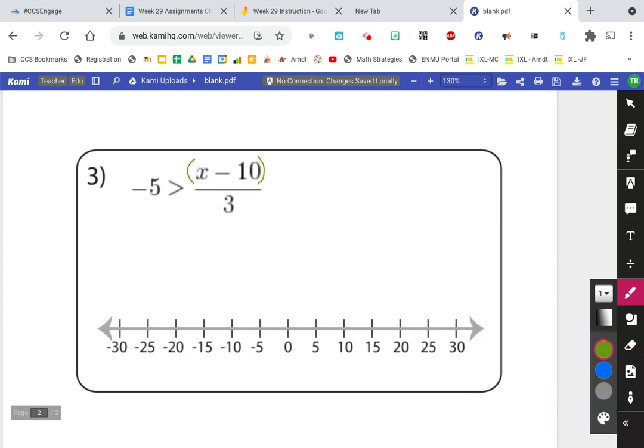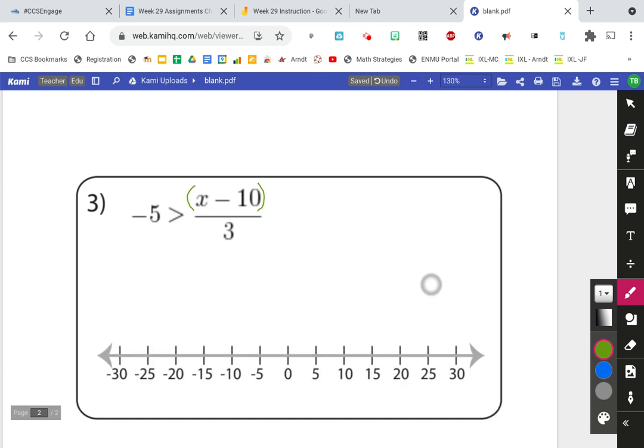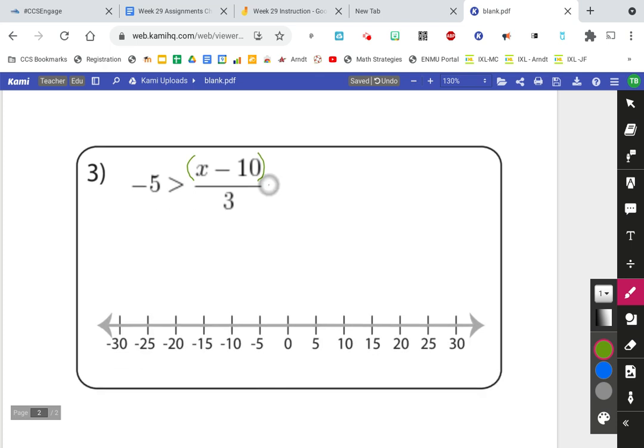We need to get rid of that divided by 3. And how we're going to get rid of that, the opposite of dividing by 3 is multiplying by 3. So we're going to get rid of that by multiplying this whole thing by 3. Okay, so we're doing this a little bit differently. But remember, what we do on one side of an inequality, we have to do to the other. So 3 times negative 5 is going to give me negative 15. Don't forget your inequality symbol.